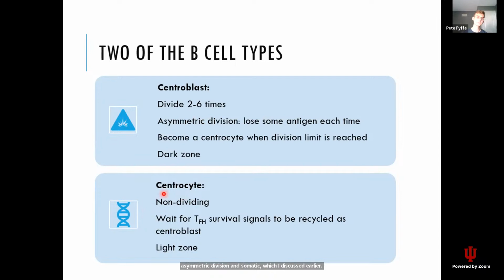Now, on the other hand, a centrocyte is what happens when a centroblast loses its division capacity because it has divided enough times. It'll start migrating over to the light zone, and then it wants to talk to a TFH cell, or T cell that is follicular helper.